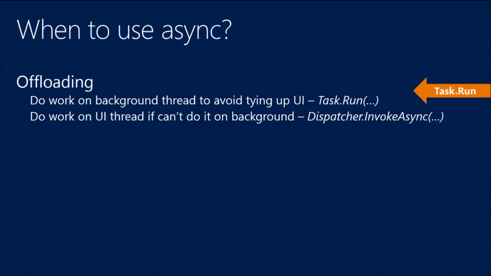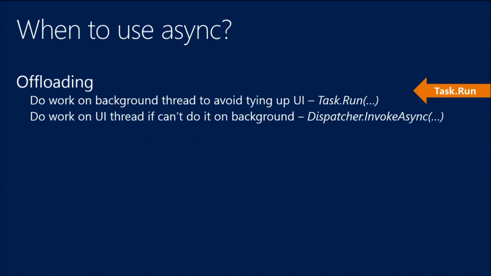So, question, when to use async? When to use that right-hand column on the previous slide? One reason why we want async is to offload work. Like, we're in a UI, a desktop application, a XAML application. We want to do some CPU-bound work on a background thread to avoid tying up the UI. So really, we want to offload some work to a different thread, and we're using task.run. And this here, it's essential for us to use task.run for this purpose.